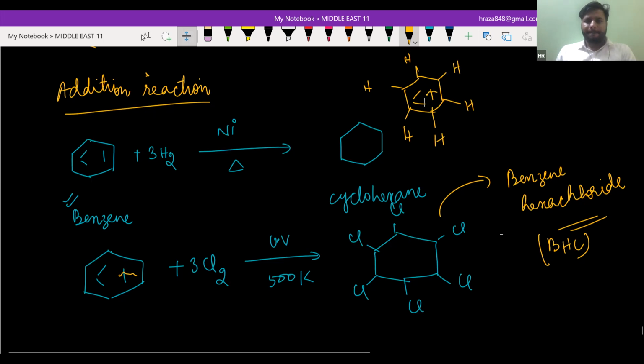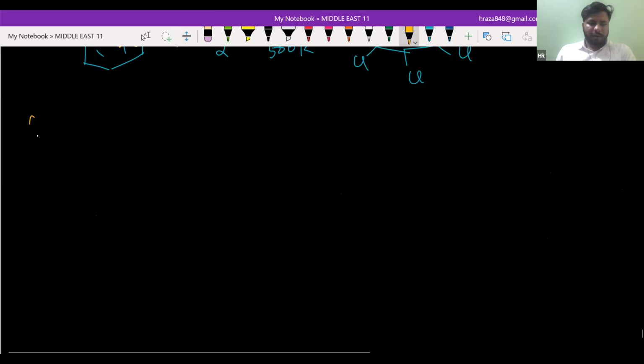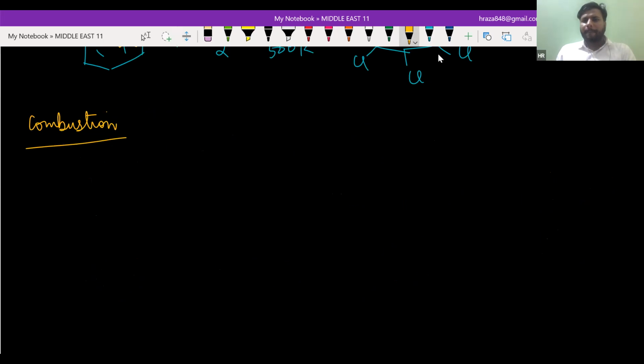Okay. Next chemical property is basically combustion. Combustion you already know. In the presence of oxygen, you have to burn something. So can you balance this equation? If we burn a hydrocarbon in the presence of oxygen, what will it give? Carbon dioxide plus water. Can you balance it?